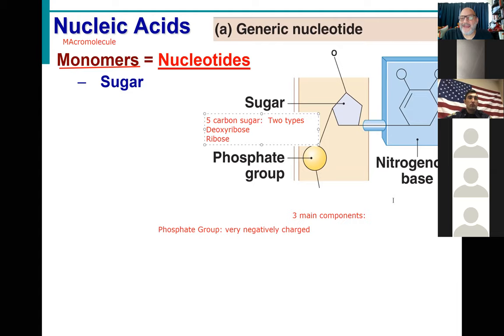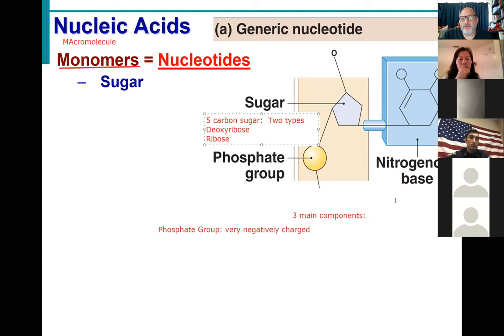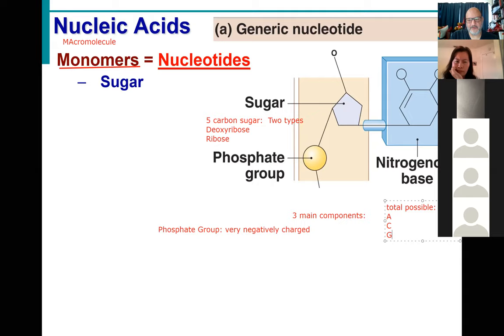And the third component is a nitrogen base. So we have these nitrogenous bases here. And just out of curiosity, how many total possible nitrogenous bases can there be? Five. There you go, five, absolutely. And for right now, let's just worry about letters. What are the letters associated with those five? A, C, G, T, and U. Perfect. There you go. Adenine.